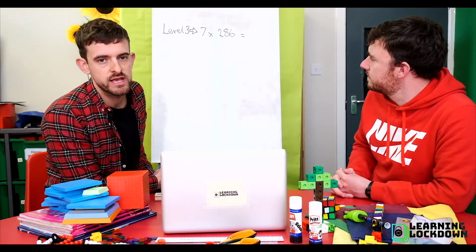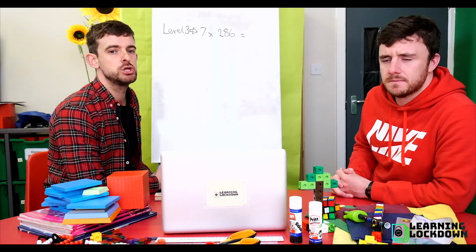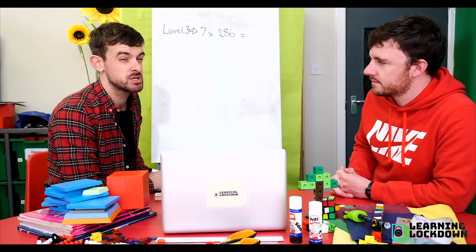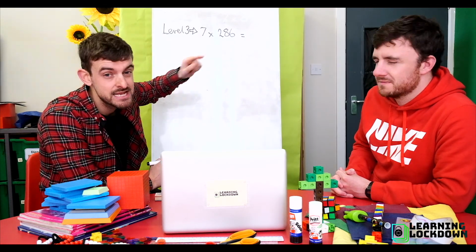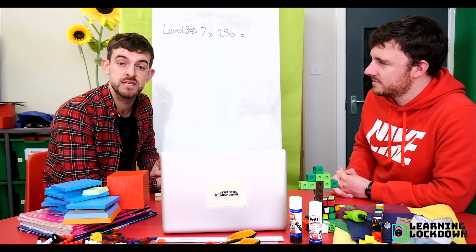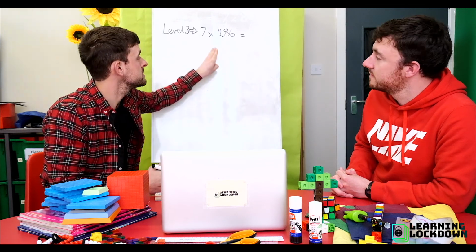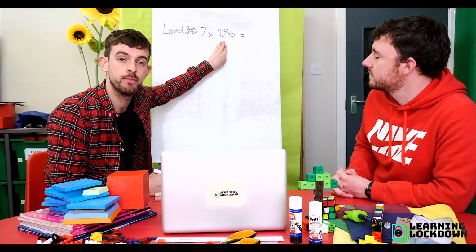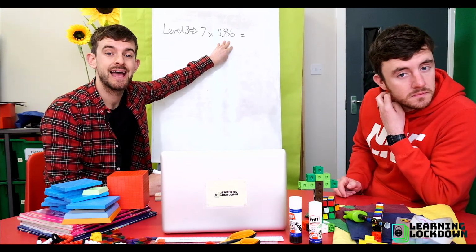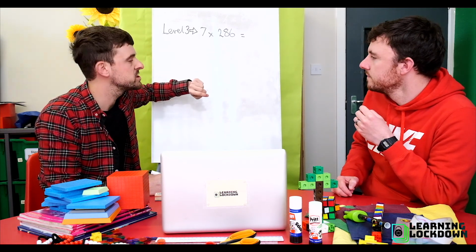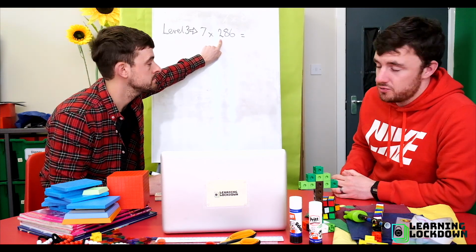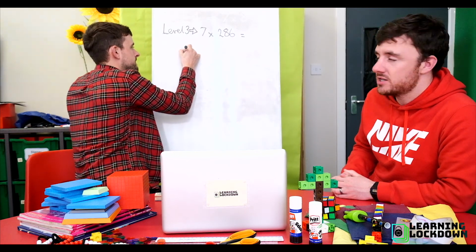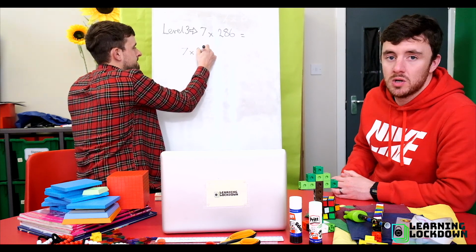Now, there is no way, as Mr. S mentioned before, that we expect you to know your times tables past 12. So there's no way you're going to know your 286 times tables. But this is where we're going to partition. We want 7 multiplied by this number, but we're going to break this number up and do it in parts. So our first part, Mr. S, how many hundreds do we have here? We have 2 hundreds. So the first part of our calculation is going to be 7 times 200.